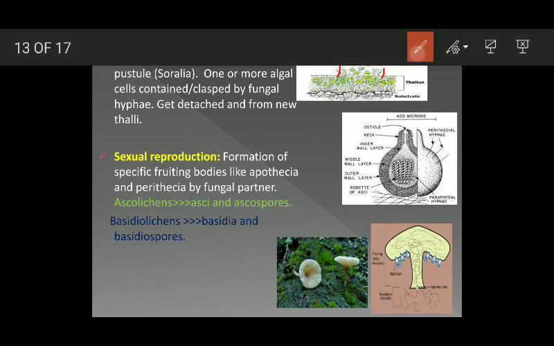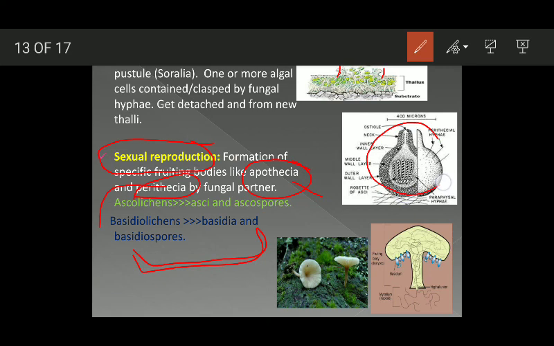Now the sexual reproduction. Sexual reproduction occurs by the formation of specific fruiting bodies like apothecia and perithecia, and these fruiting bodies are specifically produced by the fungal partner. So in sexual reproduction, specific fruiting bodies are produced, and these fruiting bodies can be either apothecia. Apothecia means a plate like, or you can say a saucer like structure, of this type, or it can be a perithecia.